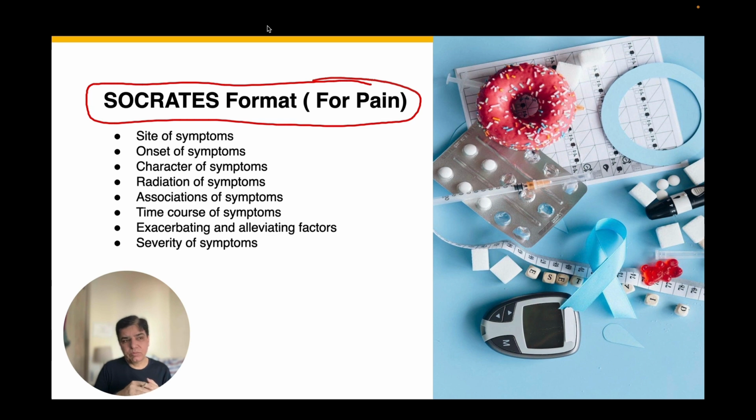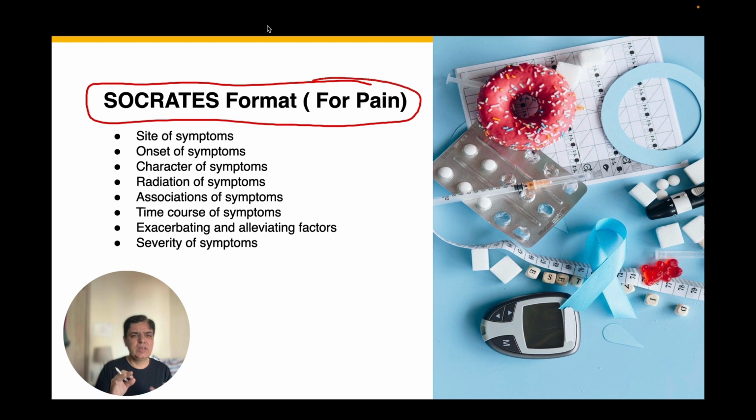T is the time course of the symptom, which is also important. Are the symptoms continuous, or are they occurring at a special time of the day? For example, colic pain of the abdomen can come and go in waves, okay? So ask whether they are coming and going, and whether they occur at a special time of the day. E is what exacerbates the pain and what relieves it, and S is the severity of the symptoms.